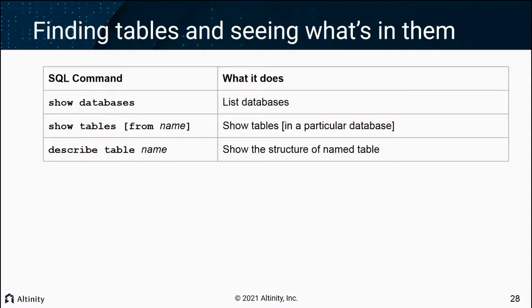So show databases shows the different databases you have in ClickHouse. A database is just a folder for holding tables. You can see across them, you can join across them. There's no issue there. The show tables command will show you the tables, and if you say from, it'll show you a particular database. Otherwise, it'll show the tables in a database called default. And then describing a table shows the structure of a table. So what are the columns? What are their data types? Things like that.